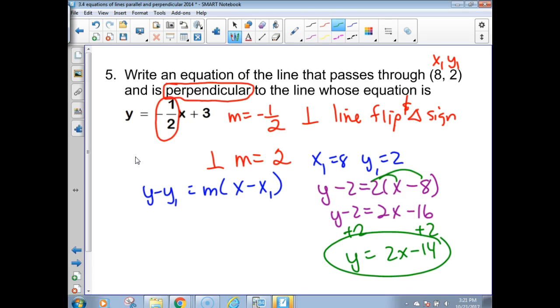All right, that's just the one equation. I believe the next one says to make a line parallel, doesn't it? Or does it say perpendicular again? A different set of values.